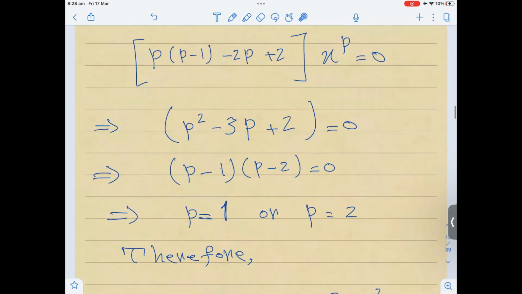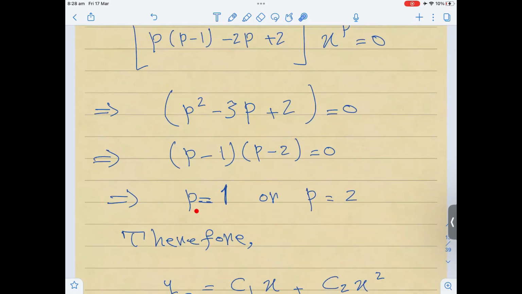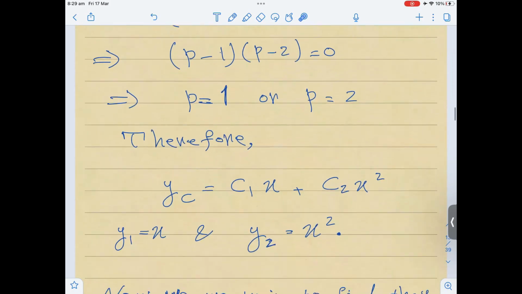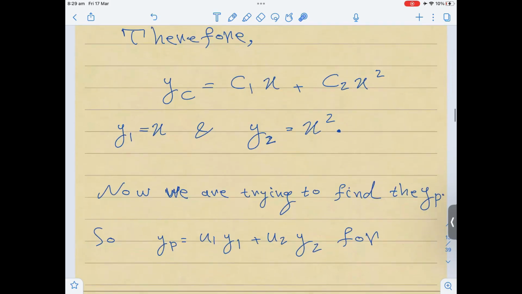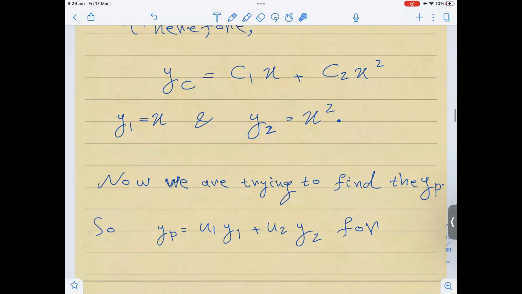Then you can discover the roots of this quadratic expression: p equals 1, p equals 2. Therefore, yes, y complementary is c1 x to the p1 plus c2 times x to the p2, which is this one. So y1 is this one, y2 is this one. Again, we try to find yp by using the variation of parameters.